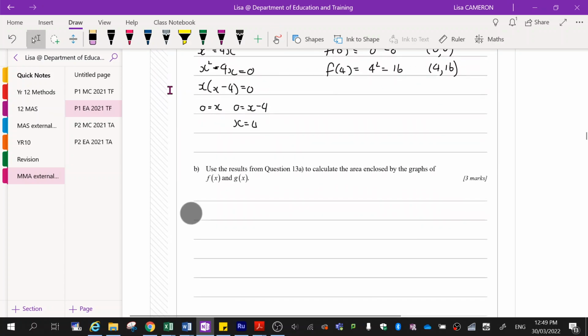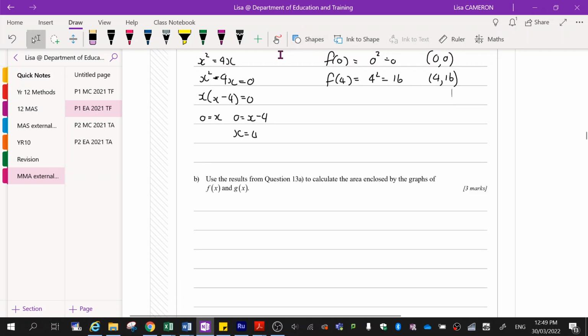Now, when I'm using these equations to calculate the area enclosed by a graph, the bigger number goes on top, so we're integrating between 4 and 0. Now I need to think about the equations that I've got. I've got a straight line and I've got a parabola. Because it's x squared, the a term in front is 1, or positive 1. So this parabola is going to look like a happy face.